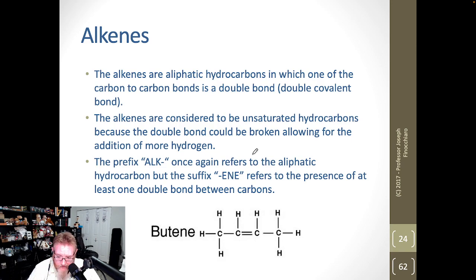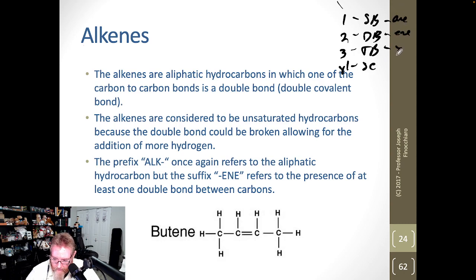Alkenes, double bonds, right? We had 1, 2, 3, and YL. This is single bond. This is double bond. This is triple bond. ANE, ENE, YNE. So now we're looking at double bonds, equal signs. These are considered to be unsaturated.